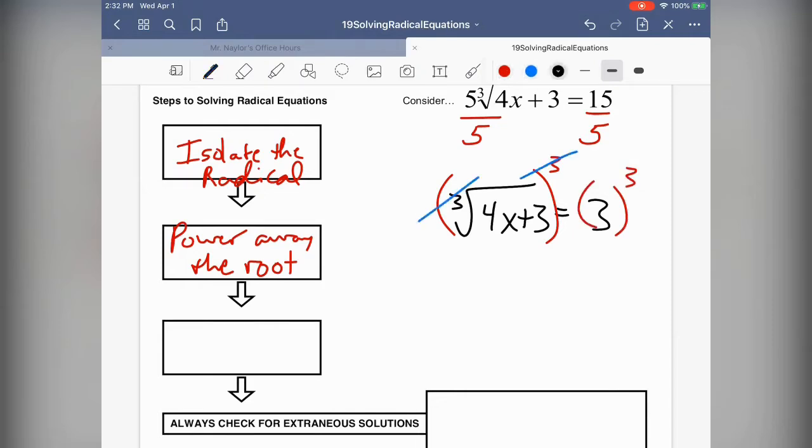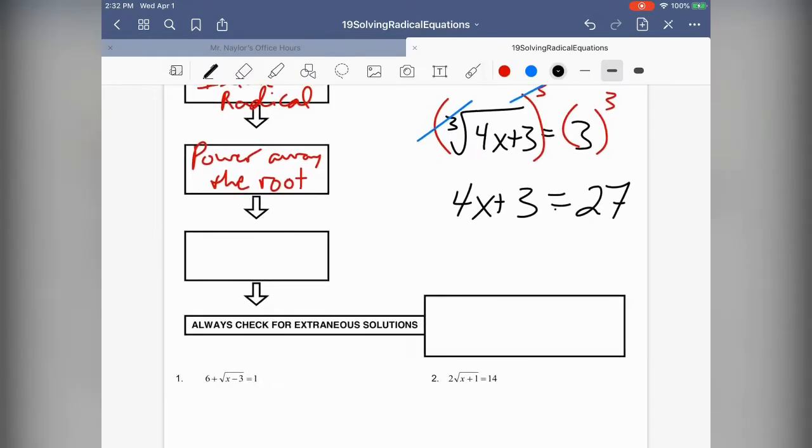Okay, now again, that cancels with that root. That means that the radical sign is gone. It's not a square root anymore. In fact, it never was a square root. It was a cube root, but it's not a root anymore. It's just 4x plus 3. Now, 3 to the third power, well, that's equal to 27. And anytime you're looking at something like 4x plus 3 equals 27, keep in mind that you still want to simplify and solve. Basically, you want to finish the problem.